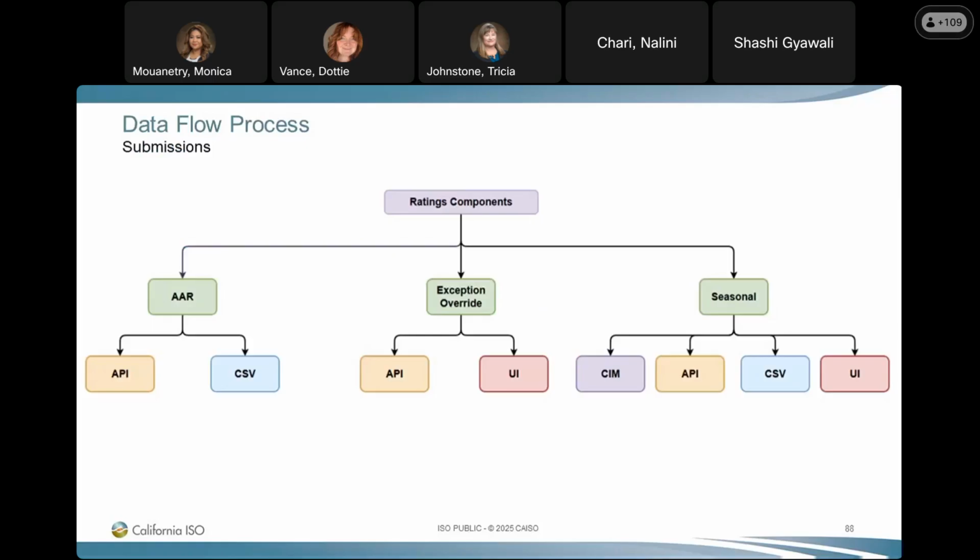Also, just a visual to help you understand how your information gets submitted into the application. If you submit your ambient adjusted rating, you can submit it by way of the API or CSV by uploading it into the system. Your exception override, same thing, API, UI. Your seasonal, you have to follow the CIM process, the full network model process, and then you can also submit it by way of API, CSV, or the user interface. So you have different options. This helps you understand that when you submit these data sets, these are the available methods.